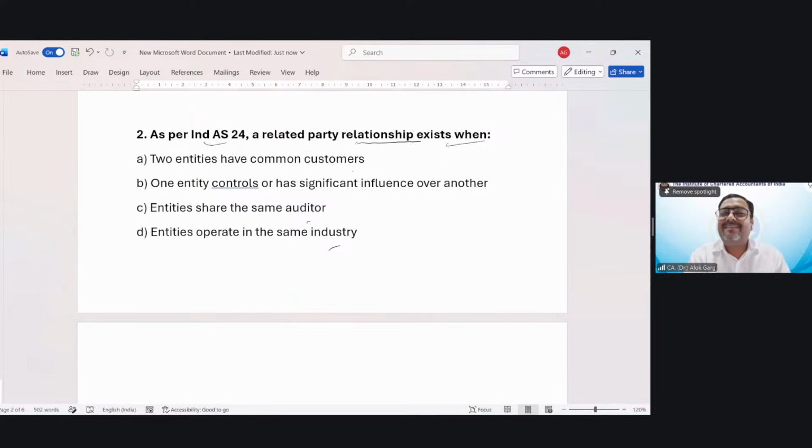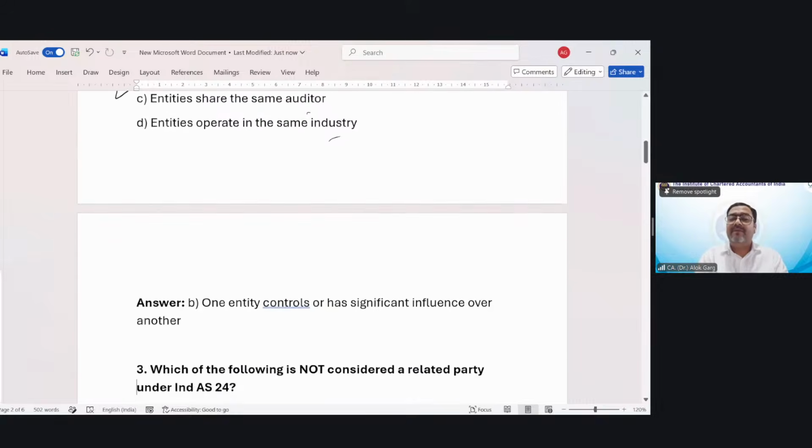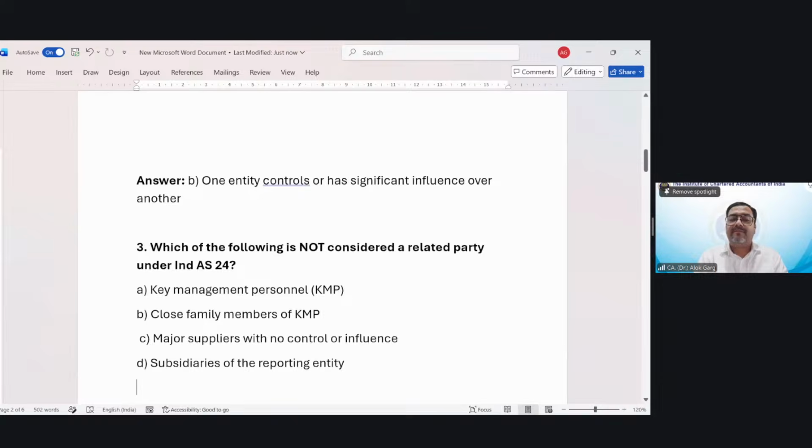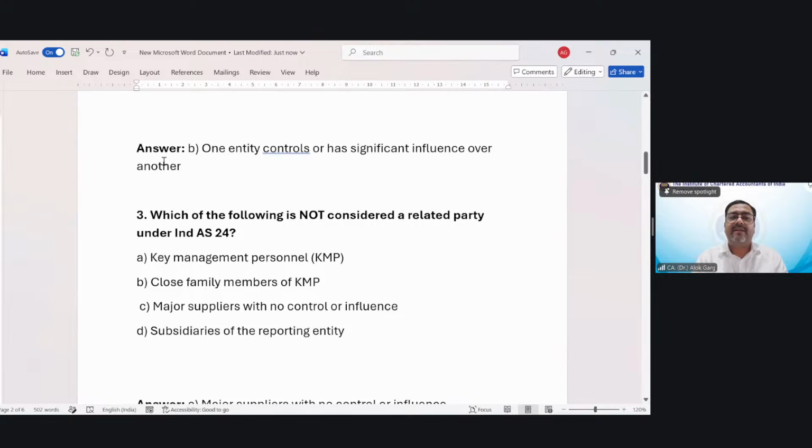No. Right? So two entities having a common customer, same auditor, same industry, no. Which is the right answer? One entity controls or has significant influence over another. Right? B is the right answer.